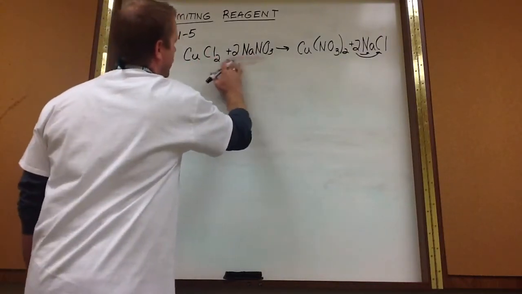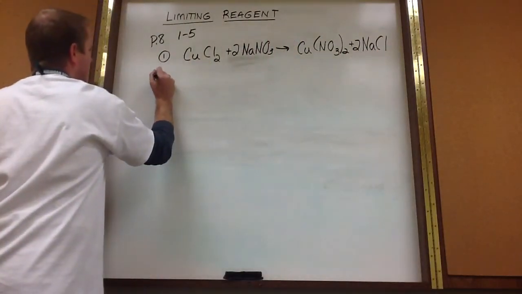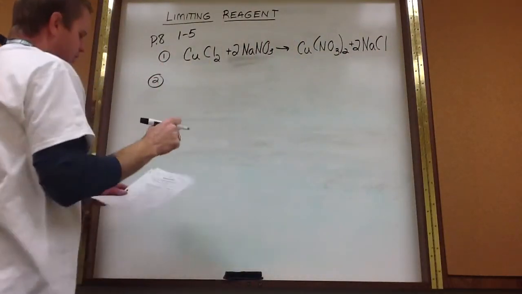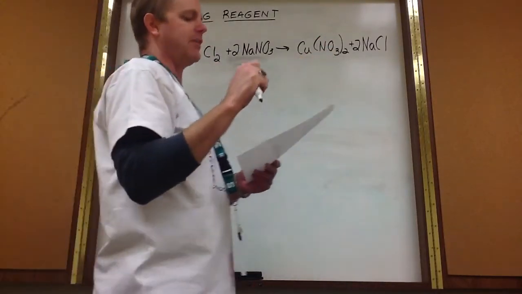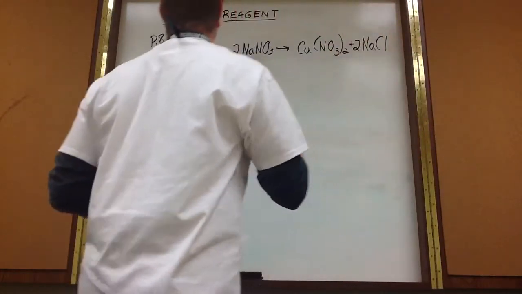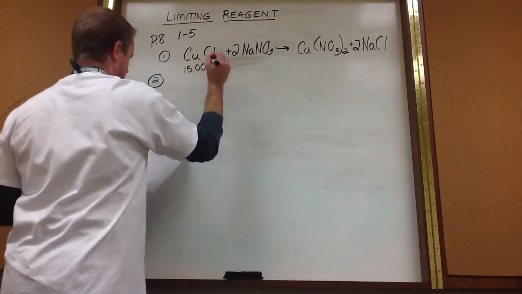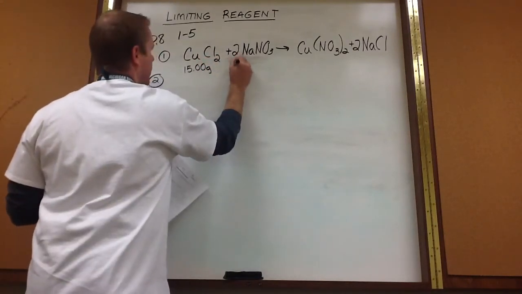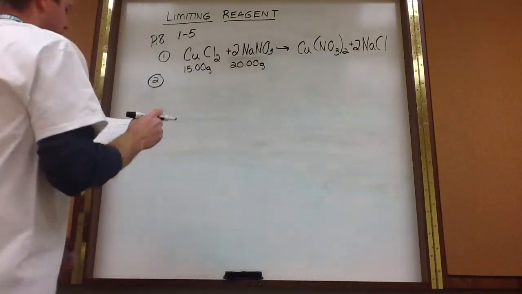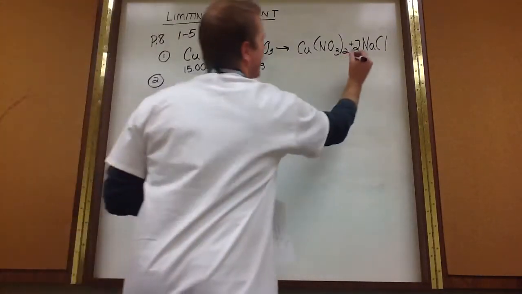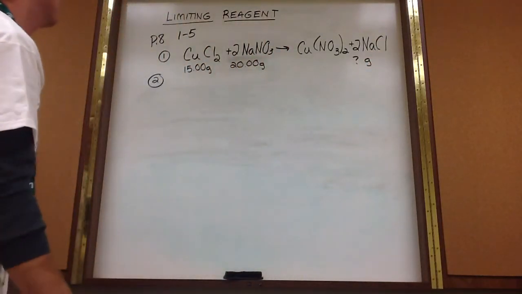Again, I'm going to get rid of this stuff, just because it's in the way. All right, so here we go. Number 2. It says if 15 grams of copper 2 chloride reacts with 20 grams of sodium nitrate, so you're told that you have 15.00 grams of this and 20.00 grams of this. It says, how many grams of sodium chloride can I make? So the question is in grams over here.